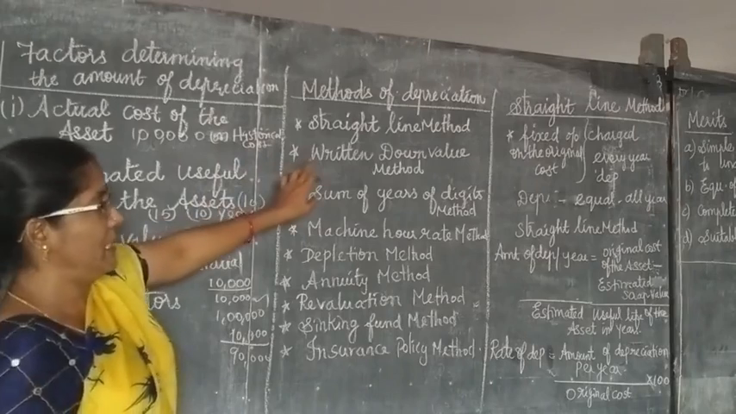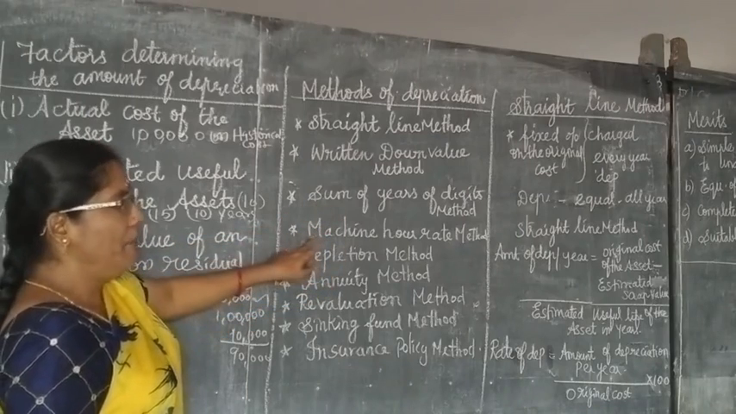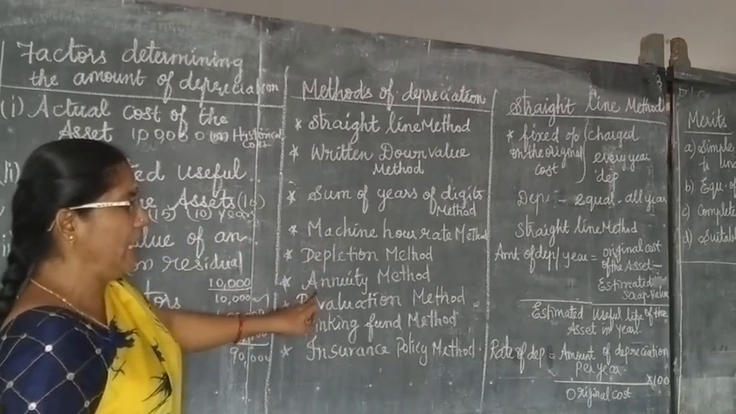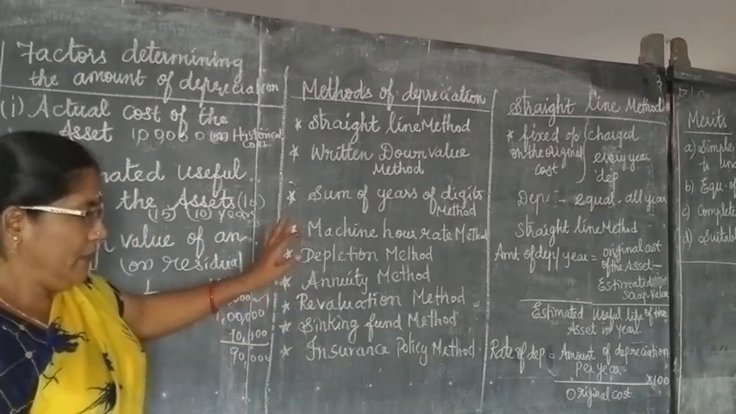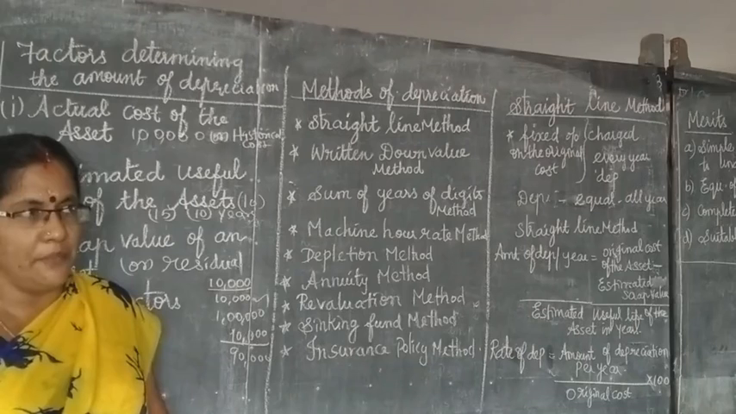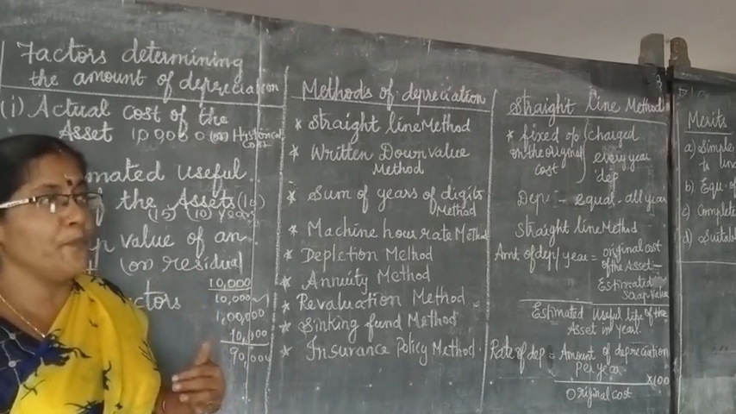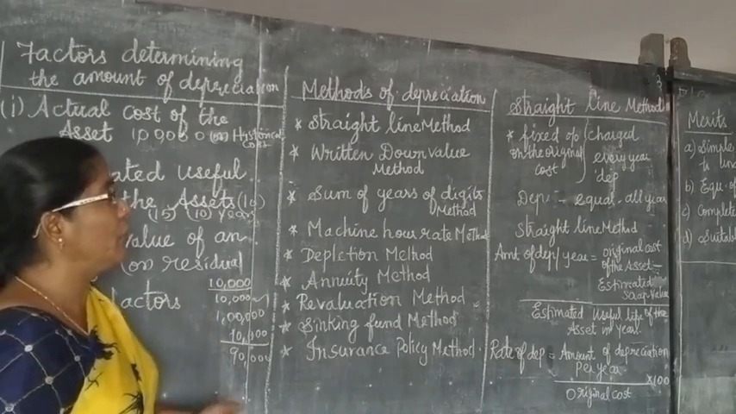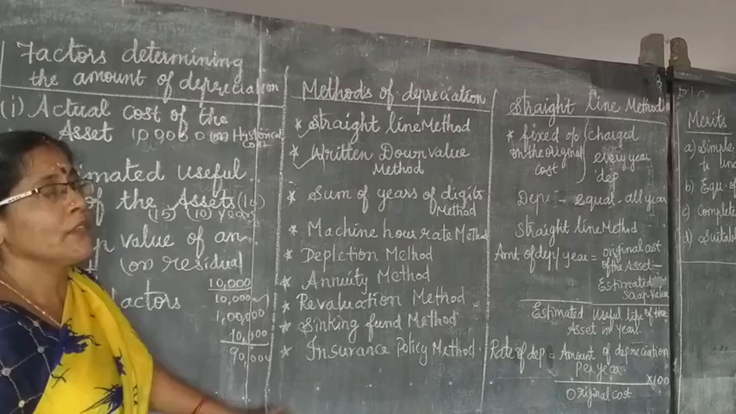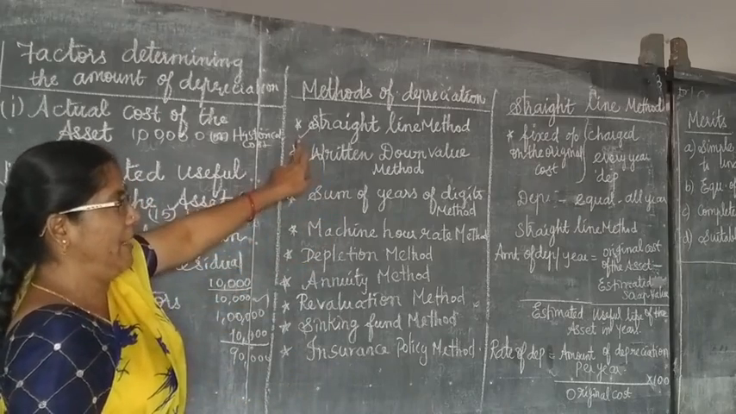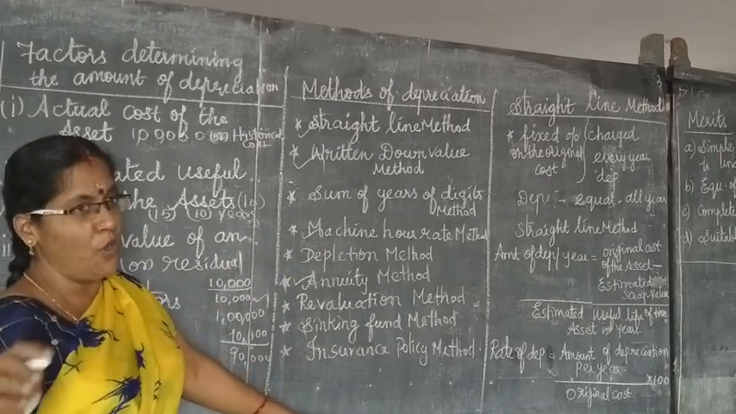Then methods of depreciation: straight line method, written down value method, sum of years digits method, machine hour rate method, depletion method, annuity method, revaluation method, sinking fund method, insurance policy method. There are totally 9 methods. As common students, we must know what is meant by depreciation. Now, in 11th standard, we are going to know in detail about the straight line method and written down value method. Most of the companies use the straight line method, written down value method, machine hour rate method and annuity method. The remaining, let us know later.